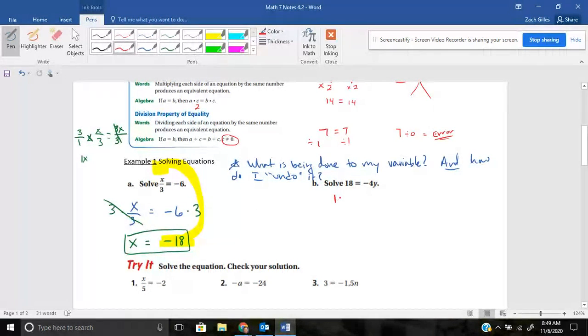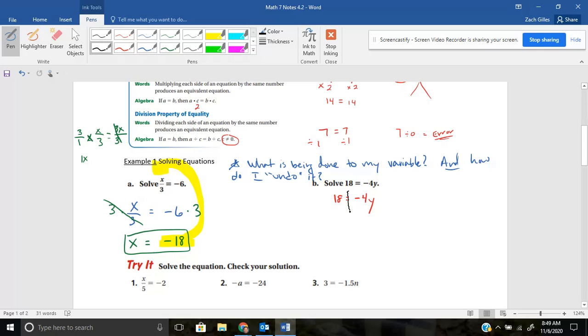Now I have 18 equals negative 4y. And it's a little bit different because now my variable is on the right-hand side of my equation. And you might be saying, well, what does that matter? Does that make a difference? And the answer is no, not really. Okay, so we can just solve this the same way.